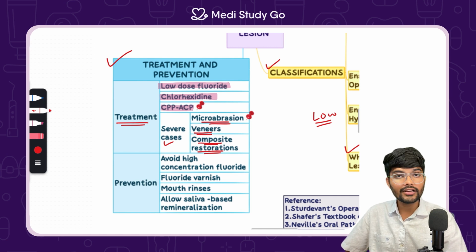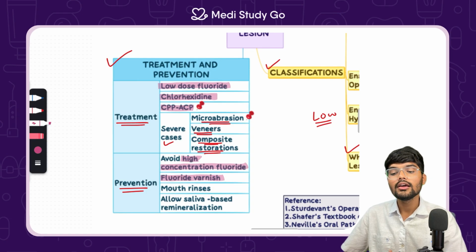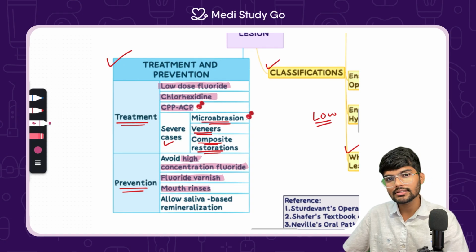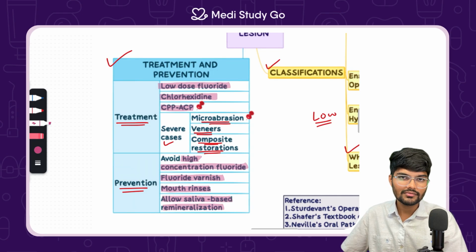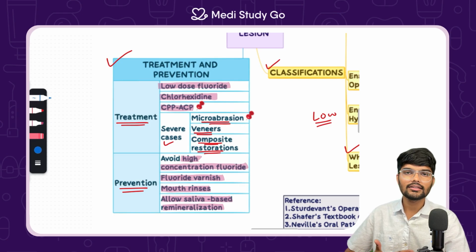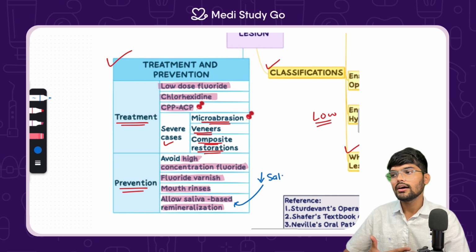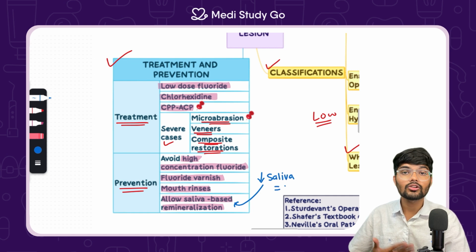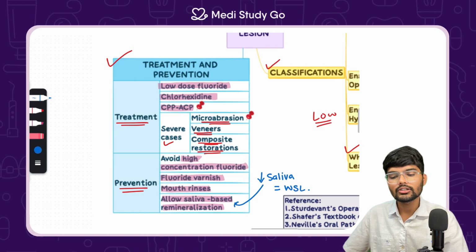And when we talk about the prevention, which can be done during the ortho treatment duration, avoid high concentration of fluoride. We can apply fluoride varnish, mouth rinses, obviously, which consist of fluorides or these antimicrobial agents, and we allow saliva-based remineralization, right? Because as we saw that less amount of saliva is directly related to greater amount of white spot lesions or lower pH, and all of those are correlated. So it's kind of a similar math, you get it.